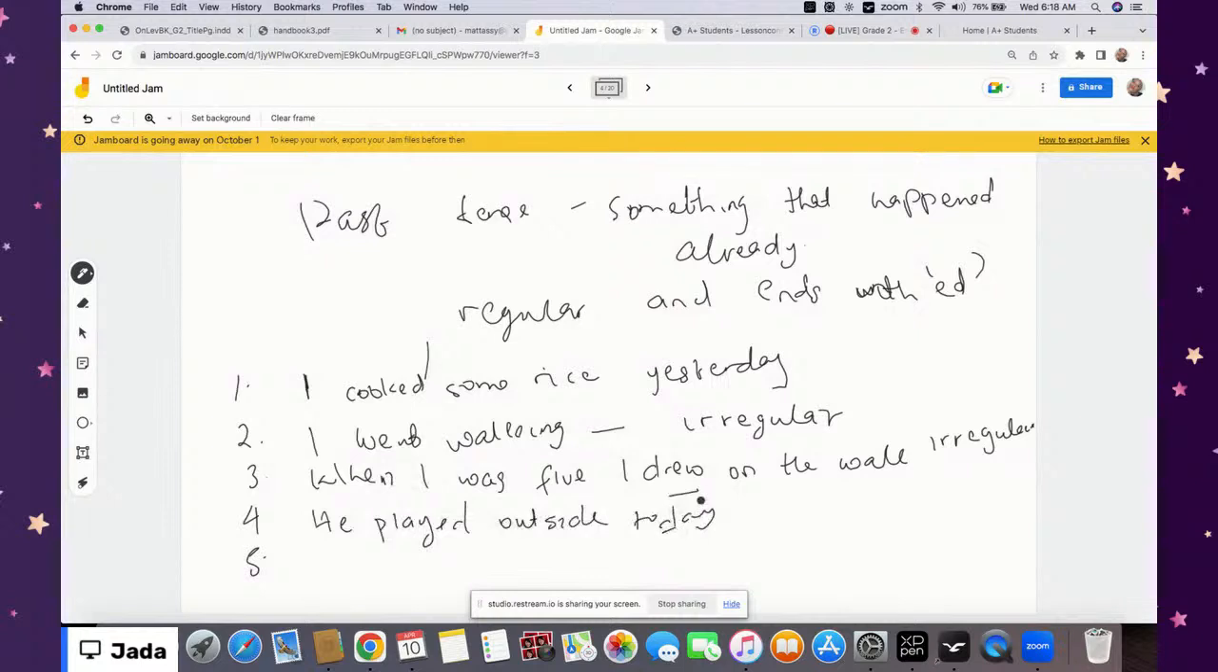Now we have two regular there and we also have the irregular. I walked yesterday. Okay, this is also regular. Good job. Now, you all understand when I say there's the regular past and the irregular. Just like sentences number 2 and number 3, they are irregular. And then 1, 4, 5, they are both regular past tense.